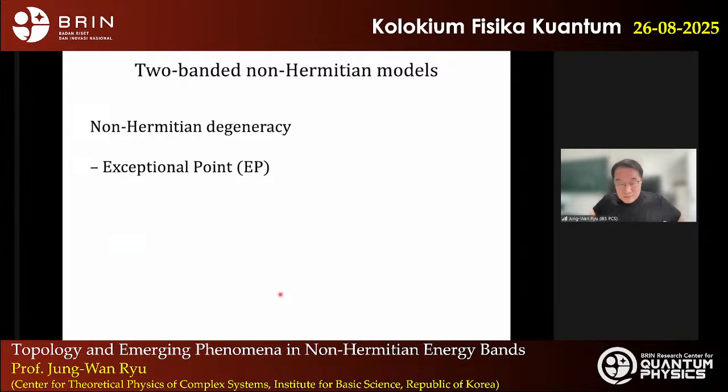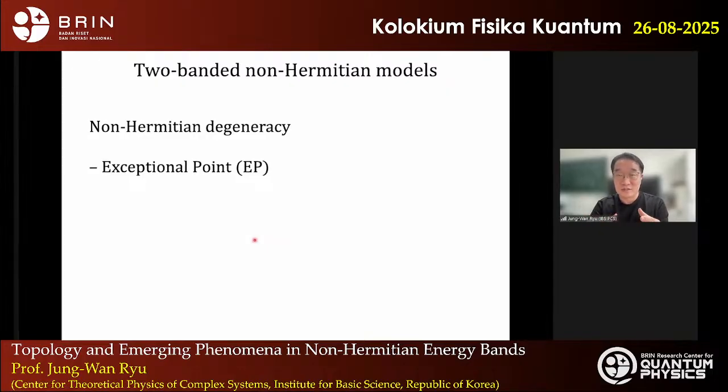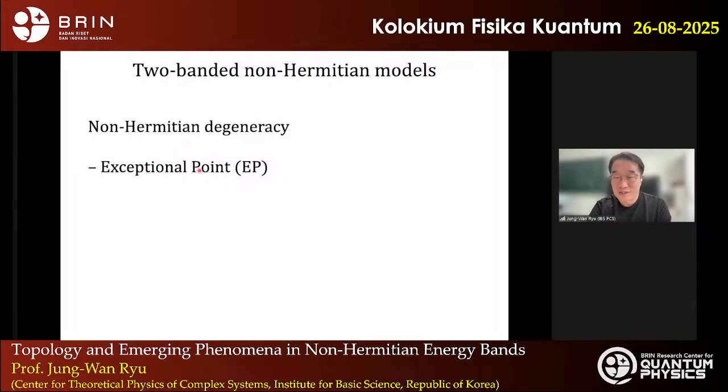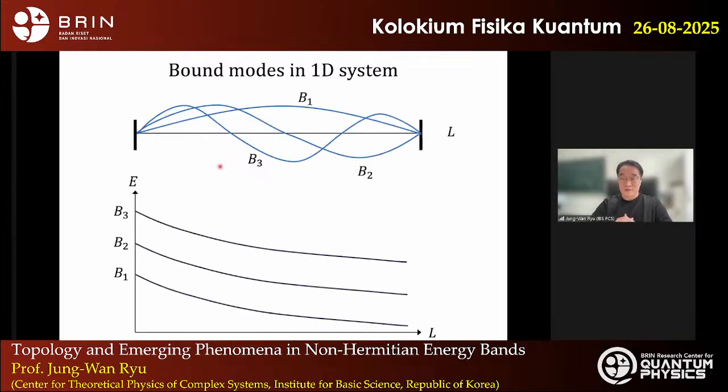Okay, in the previous part, I talked about our first topological invariant, that is the winding number of the point gap. And next, I'll discuss the non-separability of the bands. So simply, we start from the two-band model, and there is non-Hermitian degeneracy. This is called the exceptional point. I briefly explain the exceptional points. This is a 1D string, and there are three different standing solutions, standing modes. And if we increase the L, this is a closed system, these are bound states, and the energy decreases like this.